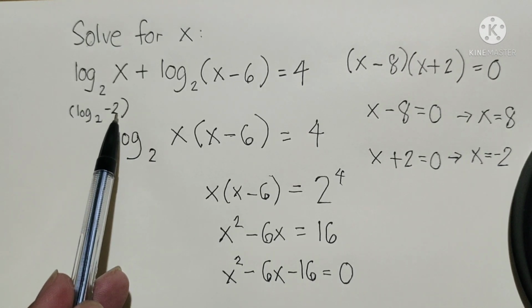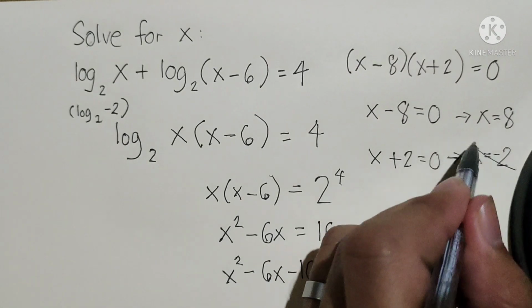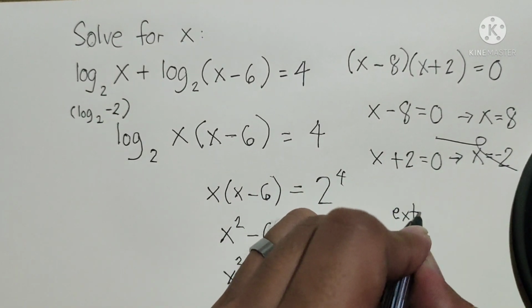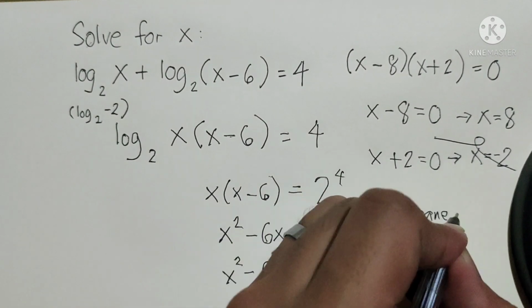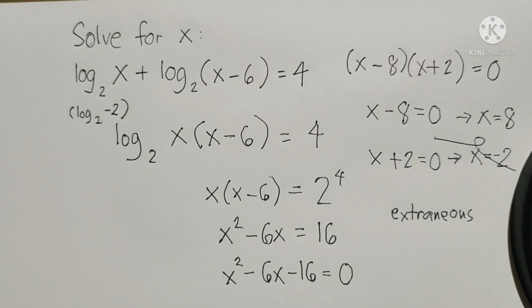Meaning, hindi pwede maging solution si negative 2. Although na-solve natin siya, sasabihin natin na yung solution na negative 2 is extraneous. Therefore, ang possible lang or accepted lang na answer is 8. Gets?